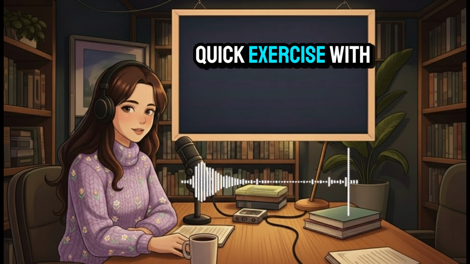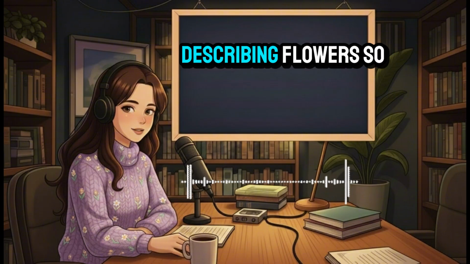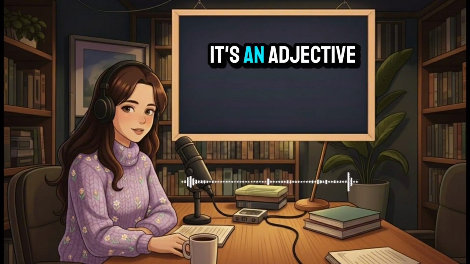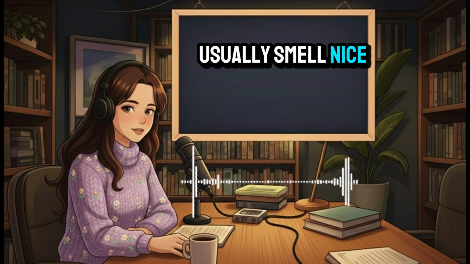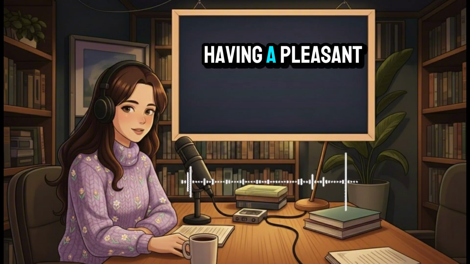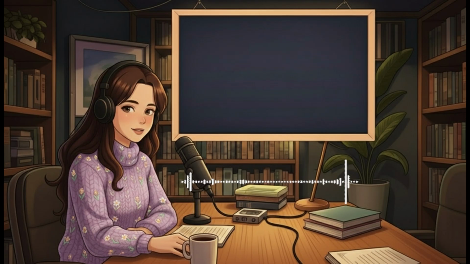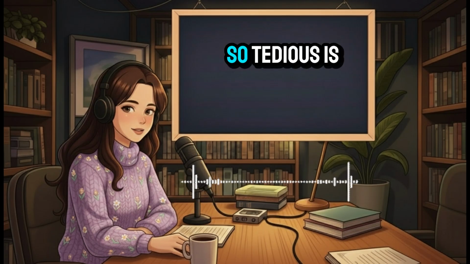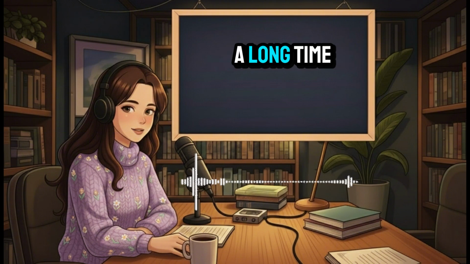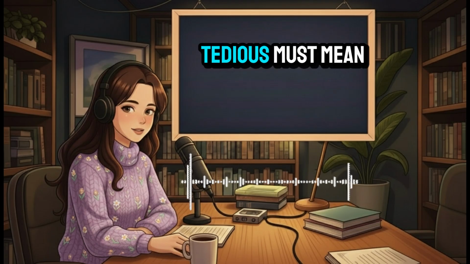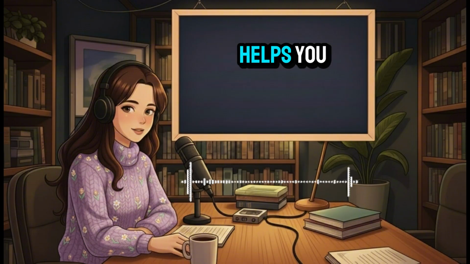Let's do a quick exercise with this method. The flowers are fragrant. What is fragrant describing? Flowers. So it's an adjective, a quality of flowers. And flowers usually smell nice. So fragrant means having a pleasant smell. Another one. The task was tedious. Task is a thing to do. So tedious is a description of the task. If the sentence says it took a long time and he was bored, tedious must mean boring. This way, even the position of the word helps you.